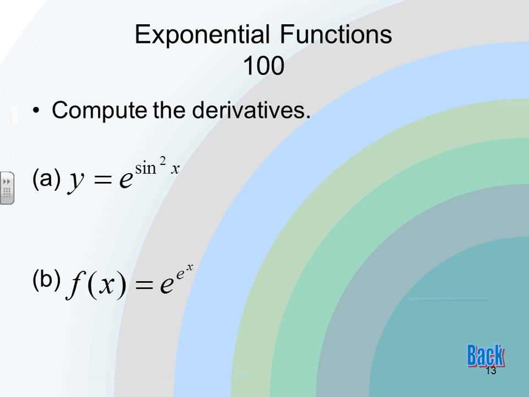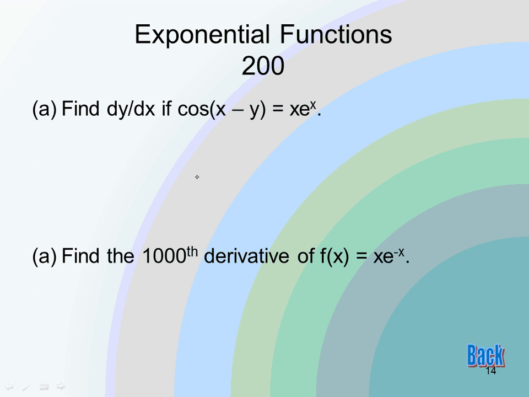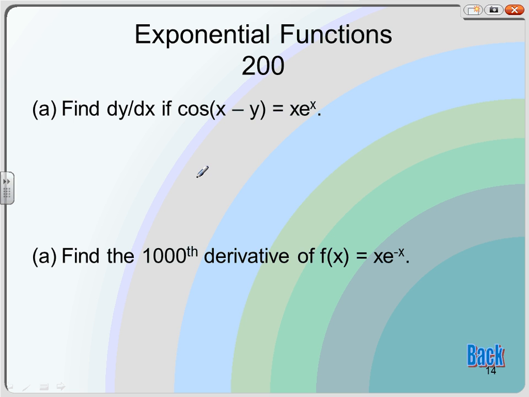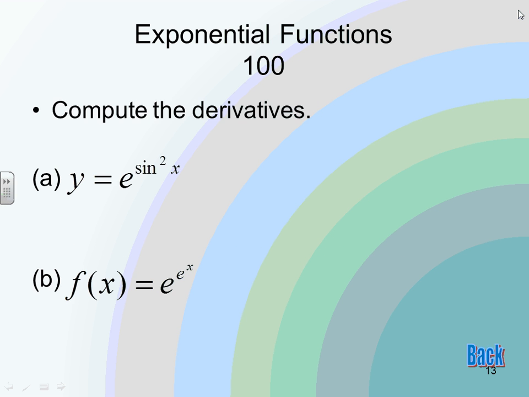Okay, we're going to continue with our review of Chapter 5, Jeopardy problems. We're going to do exponential functions. Compute the derivatives, y equals e raised to the sine squared x. This uses the chain rule. If you need to see this written in another way, it might help. Just let me go back to the page.